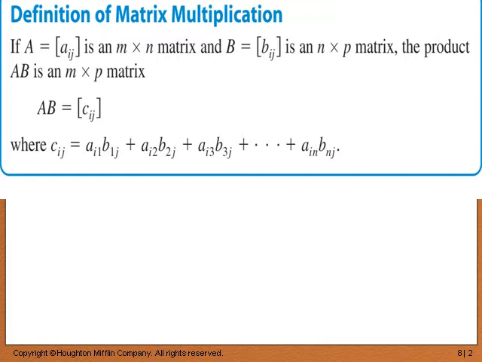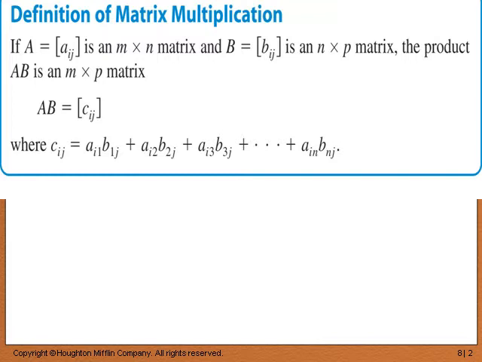If A equals Aij is an m by n matrix and B equals Bij is an n by p matrix, the product AB is an m by p matrix, AB equals Cij, where Cij equals Ai1 B1j plus Ai2 B2j, etc. Now, again, this is a complicated way of expressing a fairly simple idea, so you don't need to write this down. But what I do want to emphasize is that we have an m by n matrix on the left. Notice how it's AB.